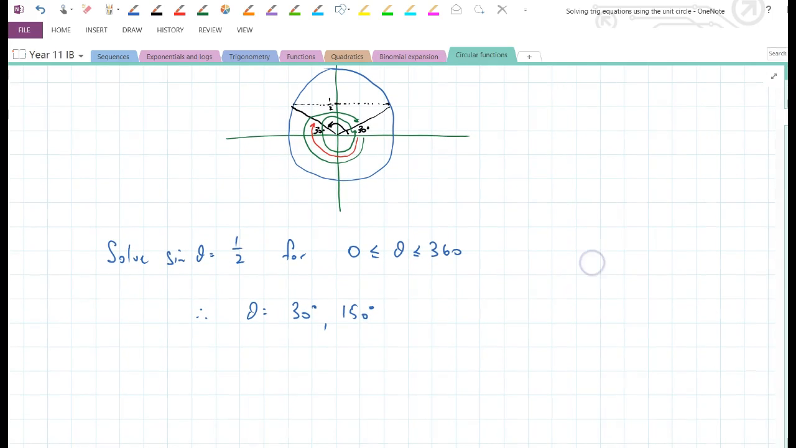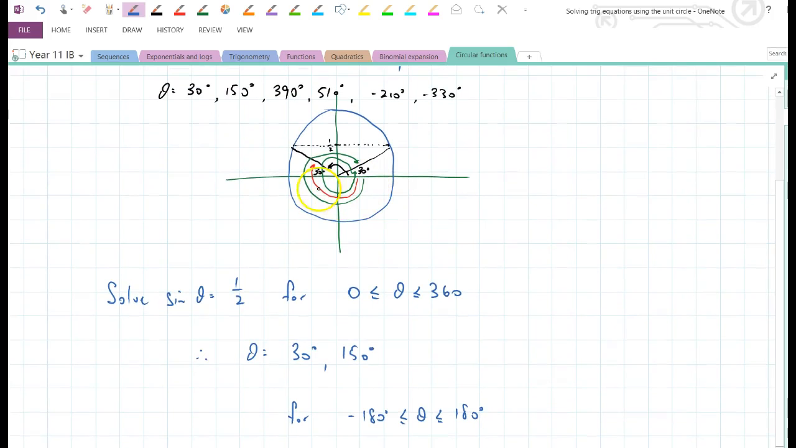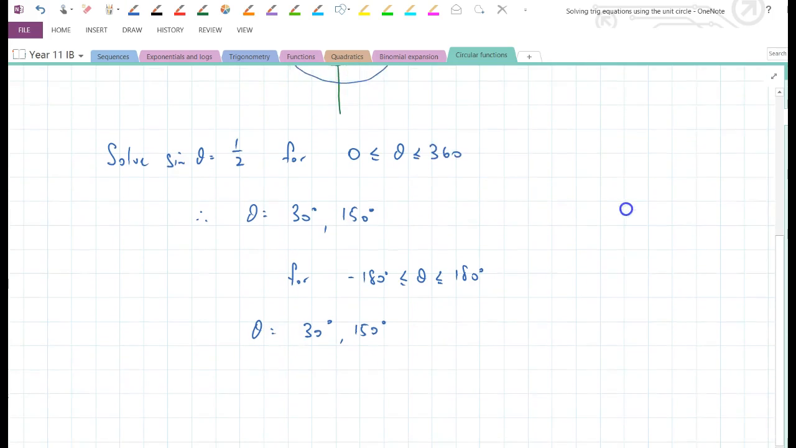But I also want to highlight that this domain could change. It could go from minus 180 degrees to 180 degrees. That wouldn't actually pick up any of the negatives. It would only pick up the same 30 and 150. That wasn't very exciting. We get the same results because there are actually none in this quadrant down here.